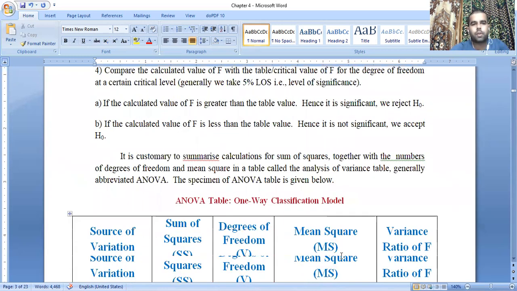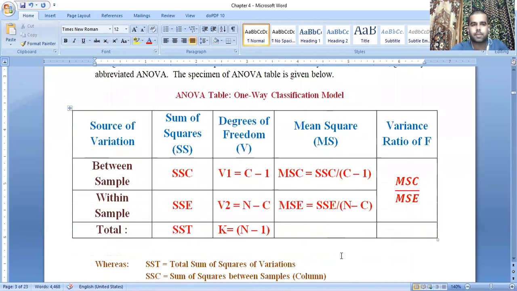So observe carefully after doing all the steps. You got the SSC value, based on the steps. After getting the SSC value, the degrees of freedom come: V1 is equal to C minus 1. Here C is the total number of columns. How many columns are there in the given problem?